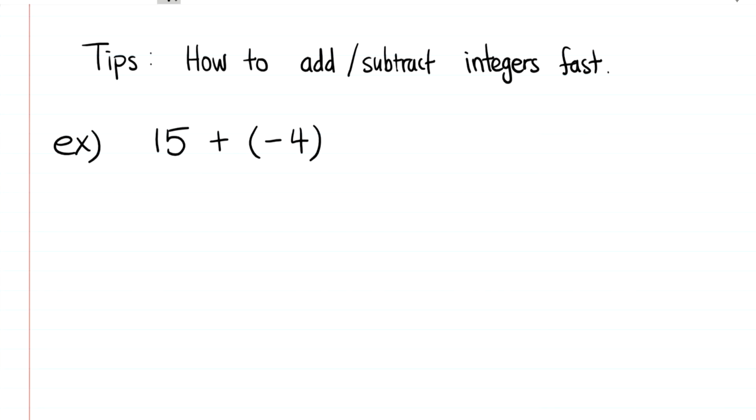When you're adding a negative, you can simplify the expression by combining these two signs, positive and negative. When the signs are opposite, you can simplify that as negative, or as a subtraction sign, like that. So this turns it into a simple subtraction expression. What's 15 minus 4? 11. Okay, so that's how you get the answer quickly.